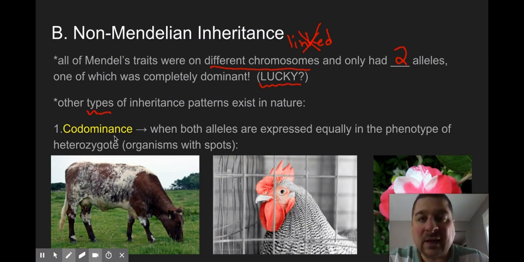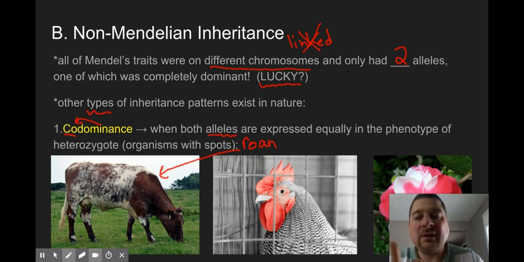One example being codominance. Co means together, so dominant together. This is when you have one gene with 2 alleles, but the alleles are expressed equally, so they both show up. Some examples of codominant traits would be roan cattle. Roan is where you get this red and white color, and these red spots show up because red and white are both dominant. They're not dominant over each other. So in some parts of the animal red shows up, and in other parts the white shows up.